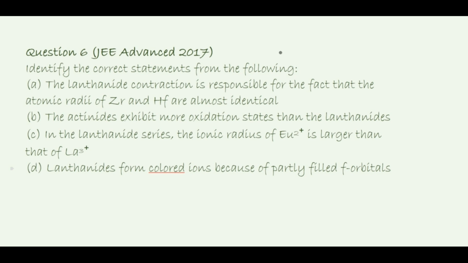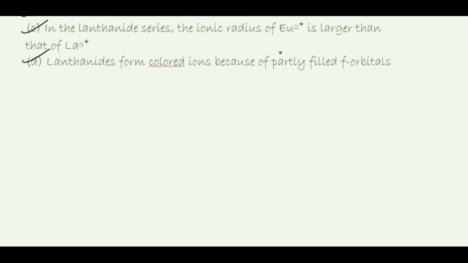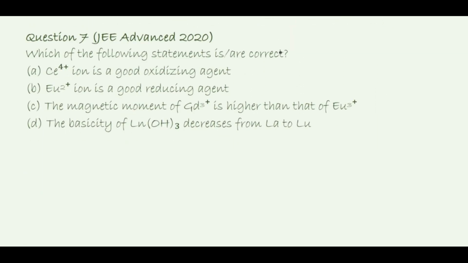Europium 2+ has a half-filled f orbital, providing extra stability, and due to the decreased effective nuclear charge, it is becoming bigger. That is also true. And the final option, lanthanides form colored ions because of partly filled f orbitals. That is also true. So all 4 are true. The answer to this question is A, B, C, D. It is a multiple select question.